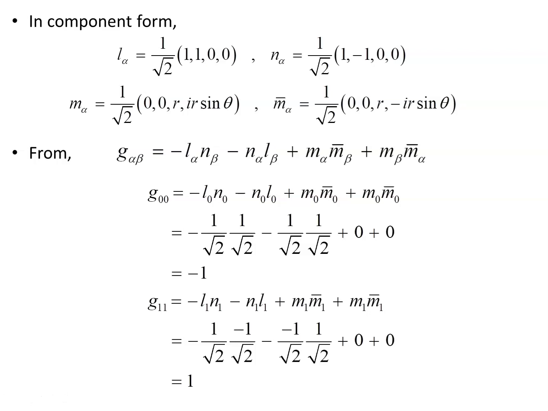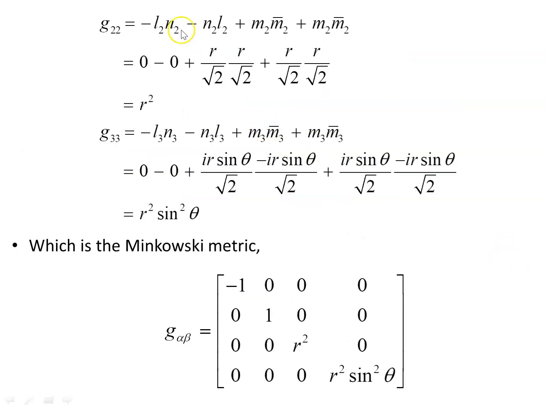Next bit, G22. When we substitute in, same thing here, L2 and N2 are going to be 0, they're going to disappear, and now the M2 and M2 bar terms kick in. We have r over root 2, so that'll give us r squared on 2, plus r squared on 2 will give us r squared, and we know the metric has r squared in it.